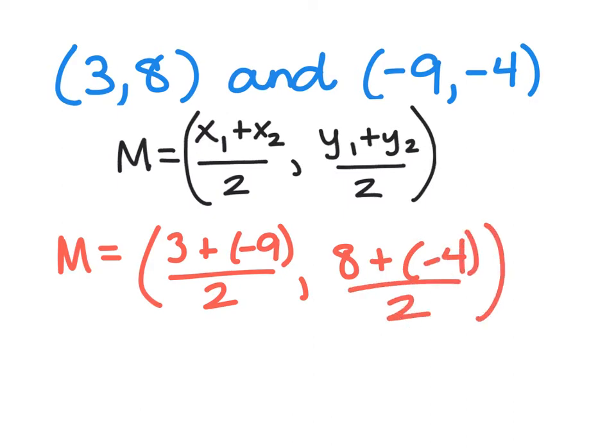Now we begin simplifying. 3 plus -9 divided by 2 gives us a value of -3. 8 plus -4 divided by 2 gives us a value of 2. So our midpoint is -3, 2.